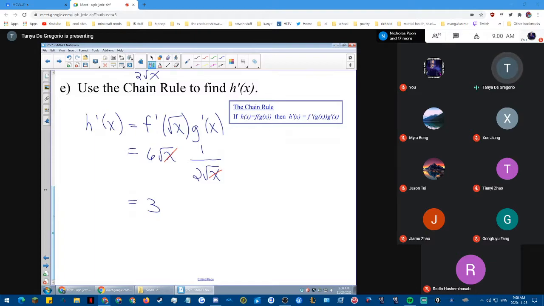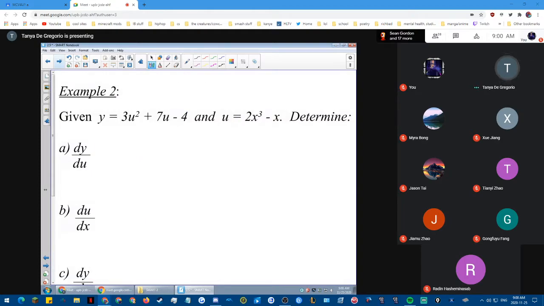I'm going to show you. We're going to do it through example, and you're going to see. We're going to do it both ways. So here we have two functions. I have y equals 3u squared plus 7u minus 4. That is my function where the dependent variable is y, but the independent variable is u. There is my extra variable.